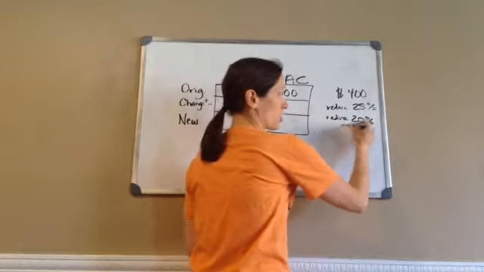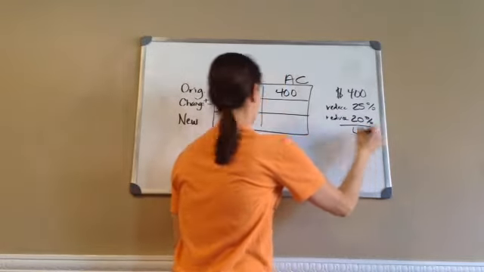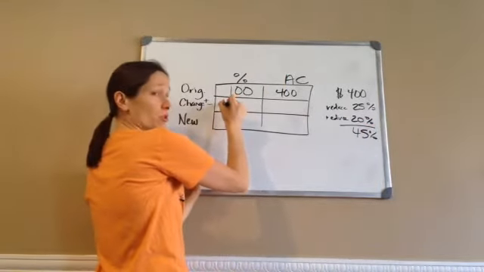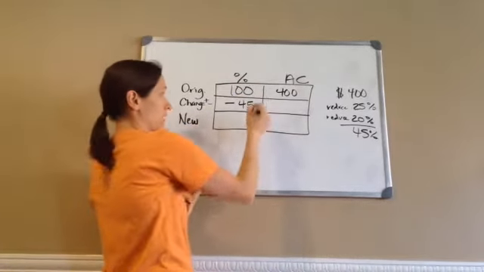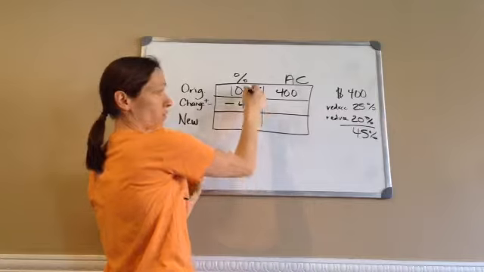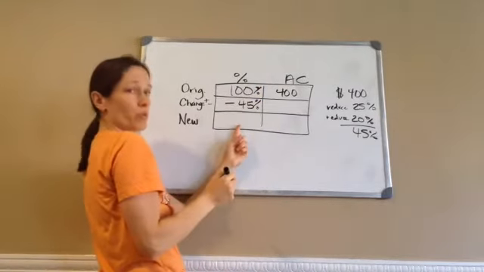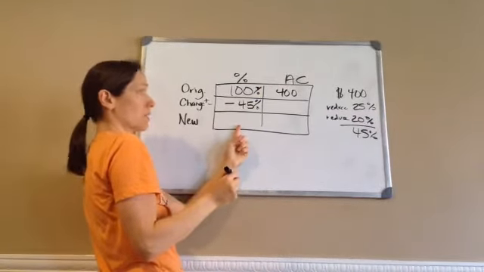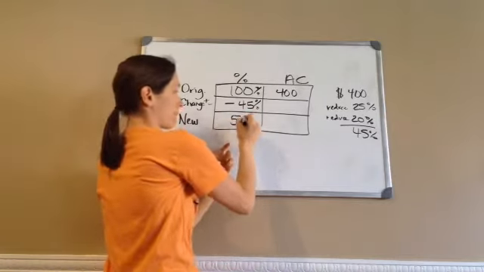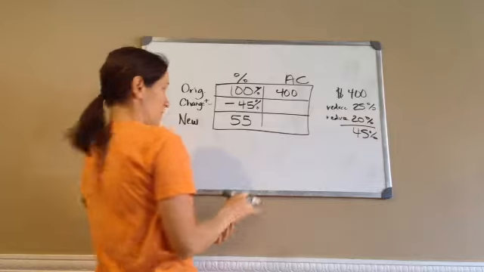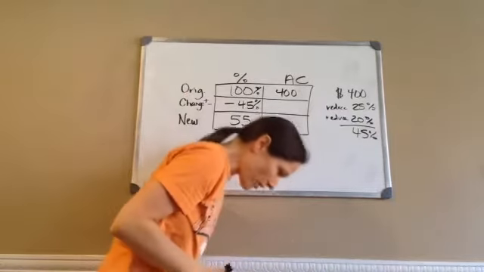Then the store reduced it 25%, but then it didn't sell, so they reduced it 20 more. So how much did it reduce? It reduced, which is minus 45%. Remember this is 100%, and so this is 45%. So what is our new percentage that we're paying? 45 from 100 is 55. Okay? 55%.